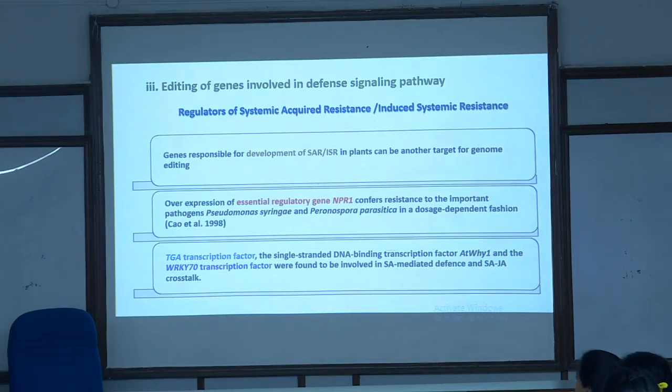Not too many papers in the literature tackle editing the genes associated with the signaling pathway. I just brought a couple of them. NPR1 is a gene which participates in a number of signaling events in the plant. You can think of something like this, and the TGA transcription factors, we know them very well. They participate in SAR and salicylic acid-mediated resistance. And VIRK70 is another transcription factor that can be tackled. These are all options, but I could not find a thumping success like the one we found in S genes. So I'll just stop it here.